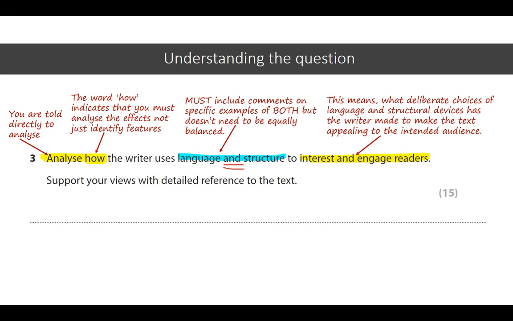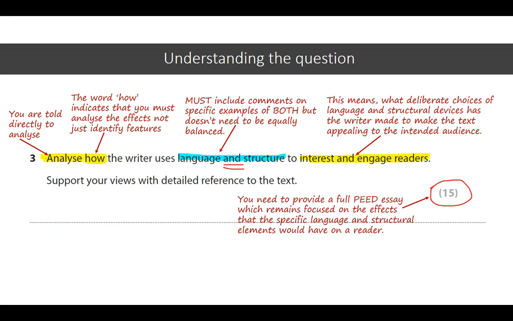And that simply means, what deliberate choices has the writer of this text made to make it interesting and appealing to the intended audience, given the subject matter, given the purpose, and given the form? How are they making deliberate choices and consciously crafting their text to appeal to their readers? This question is worth 15 marks. You must provide a full PED essay, and that full PED essay must remain focused on the effects that the specific language and structural elements have in terms of making the text interesting.